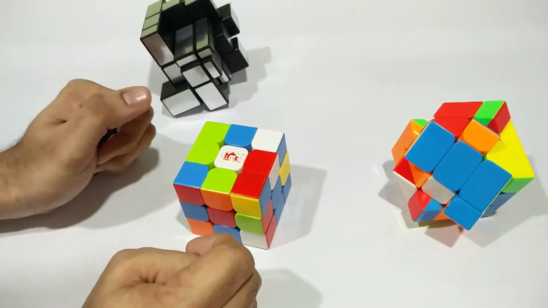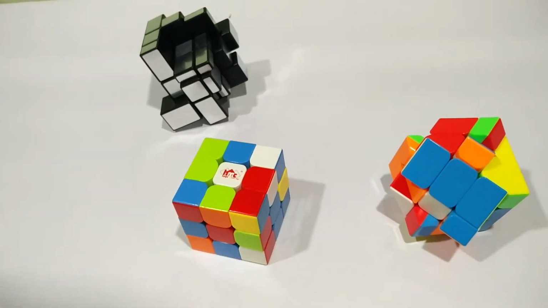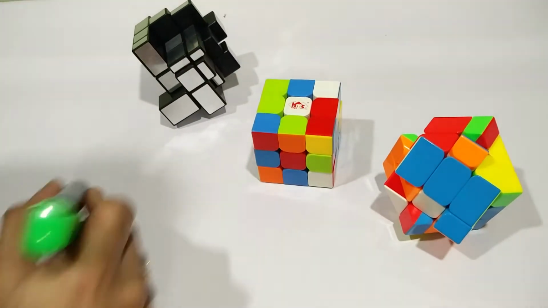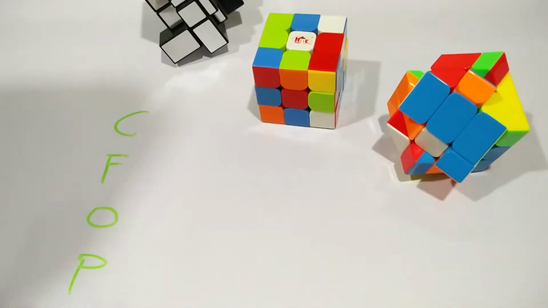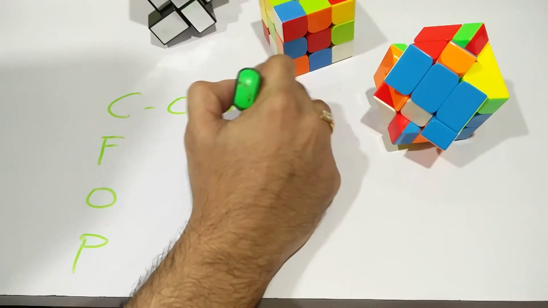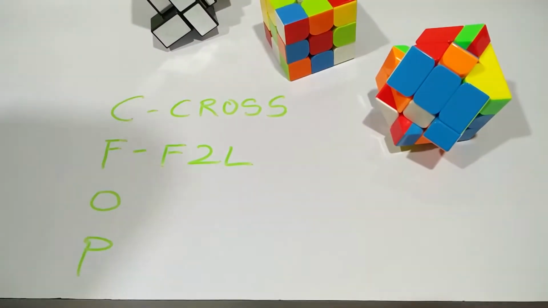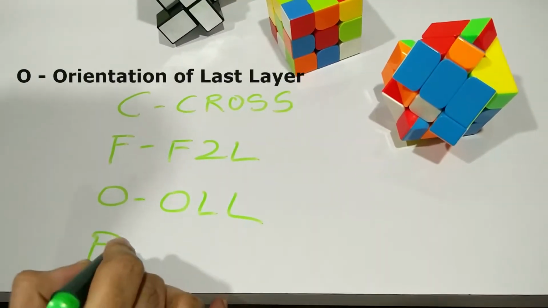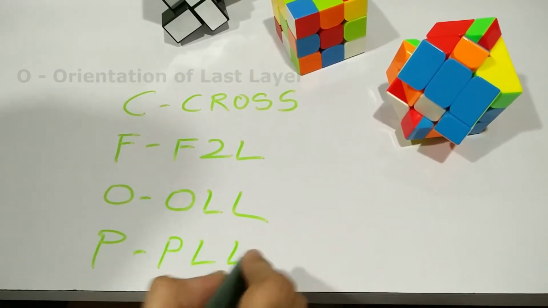There are many different ways to solve the cube. Some of them you can easily look up on Google and YouTube, but there is a basic method of solving cubes known as CFOP. C means cross, F means first 2 layers, O means orienting the last layer, and P means permuting the last layer.